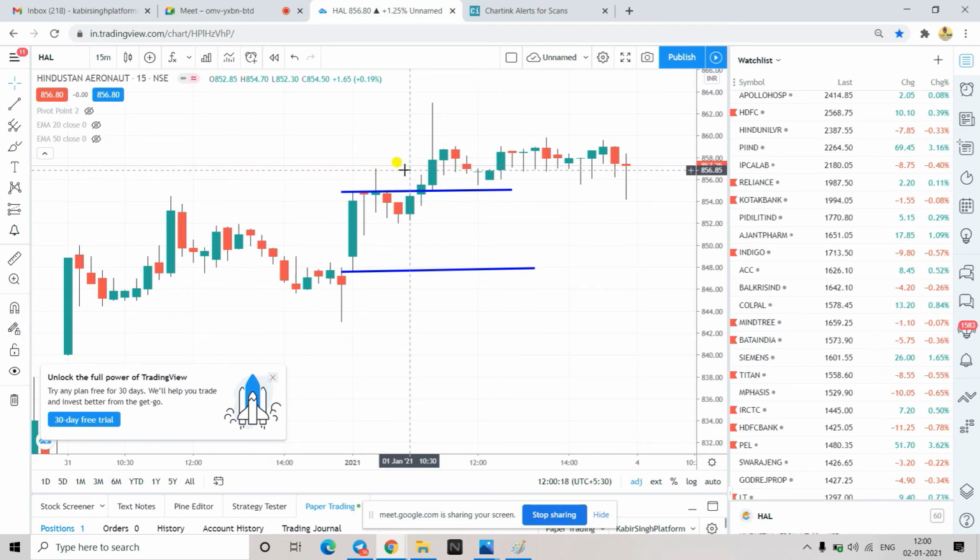To calculate 0.5%, it is very simple. The stock price here is 857, right? So 0.5% of this is around 4.5.